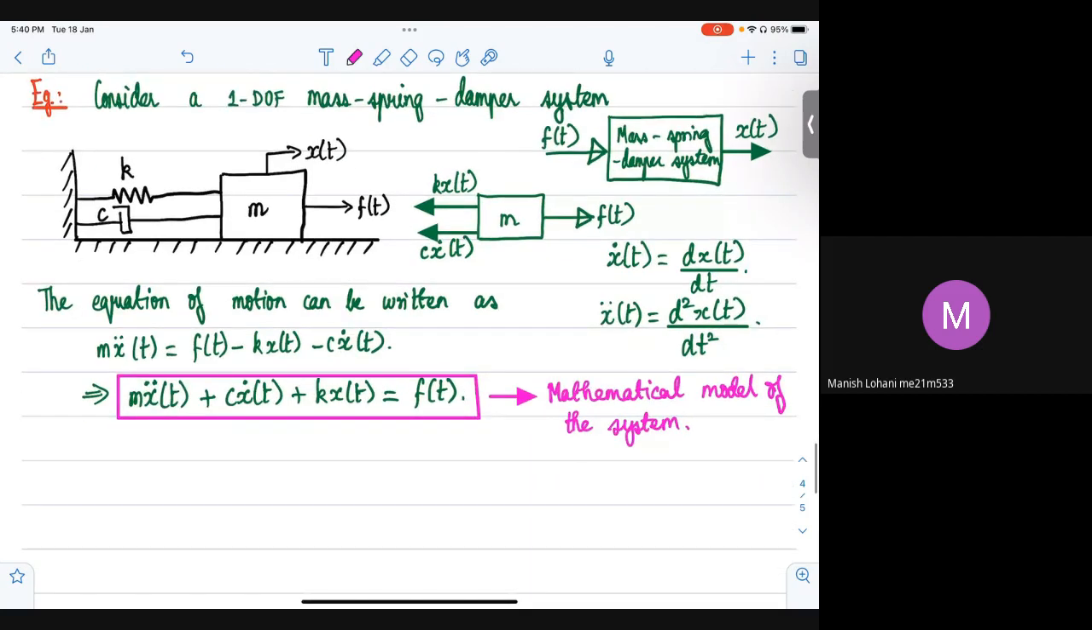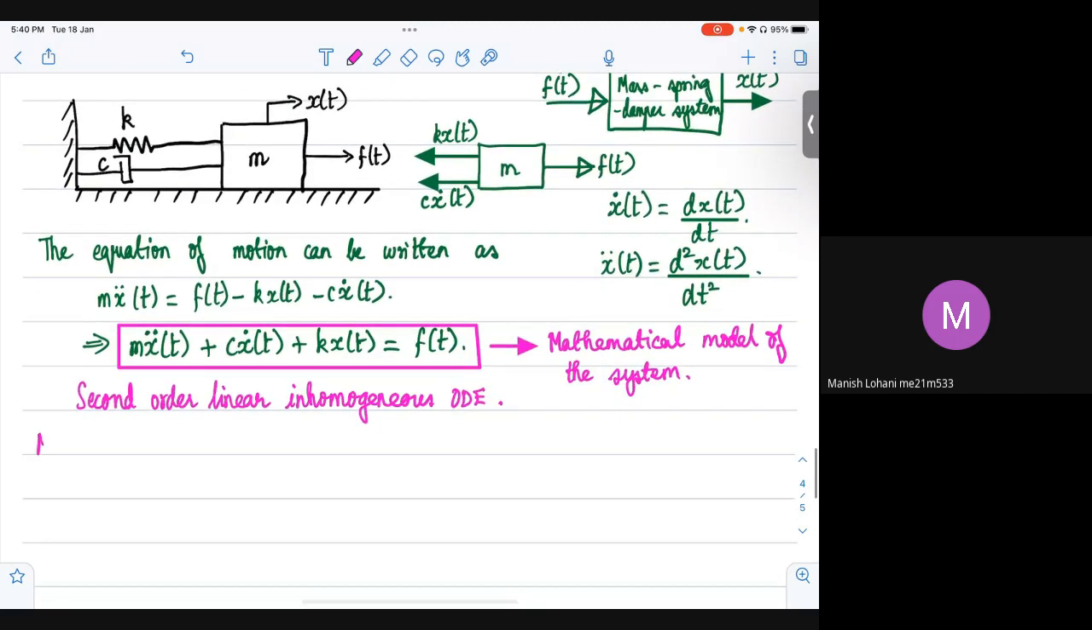Now I hope you get a feel of why we need to know about ODEs and so on. This is second order because we have up to x double dot, and this is a linear differential equation. It's linear in the input f and output x, and it's what is called an inhomogeneous ODE because there is a forcing term f(t) on the right hand side. So this is a second order linear inhomogeneous ordinary differential equation.